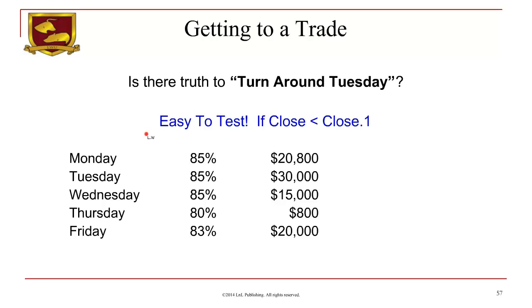Well, it's easy to test. So I did a test in the S&P stock market. If today's close is less than yesterday's close, we're going to buy on Monday and make $20,000. Buy on Tuesday, turn around Tuesday, you make more money, $30,000. That same strategy doesn't work very well for Wednesdays or Thursdays, and it does make money on Friday.